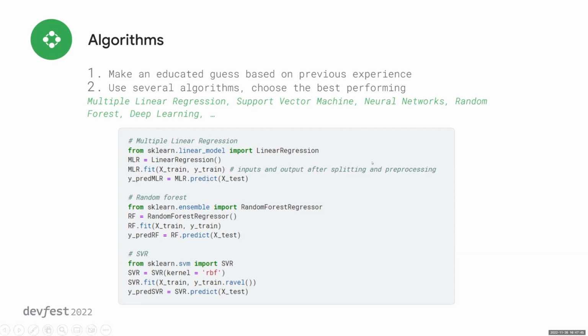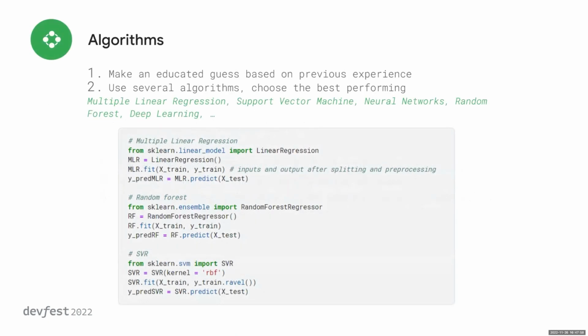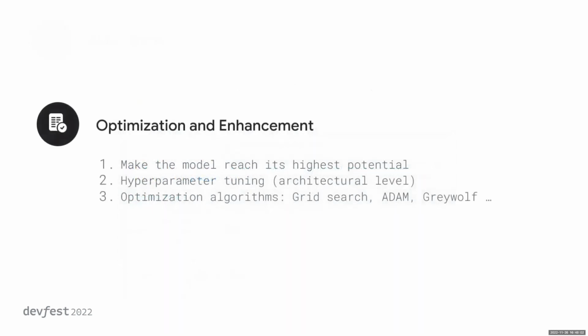So it's very simple. You just try as many as you want, and then you move to the next step, which is the optimization and enhancement. So in this case, you might think that after I did the algorithms, the model is ready. In fact, it's not ready yet. You can always make it better. And that is by doing something called hyperparameter tuning.